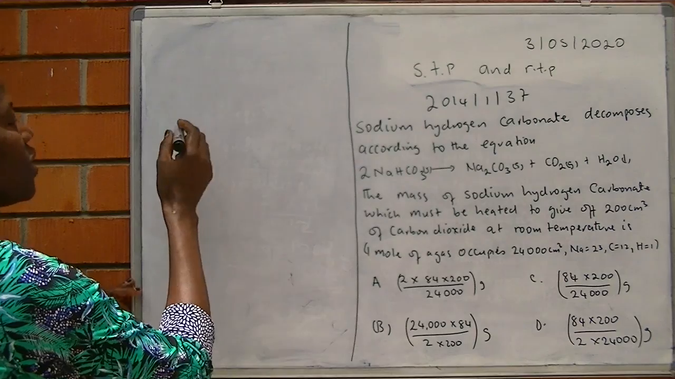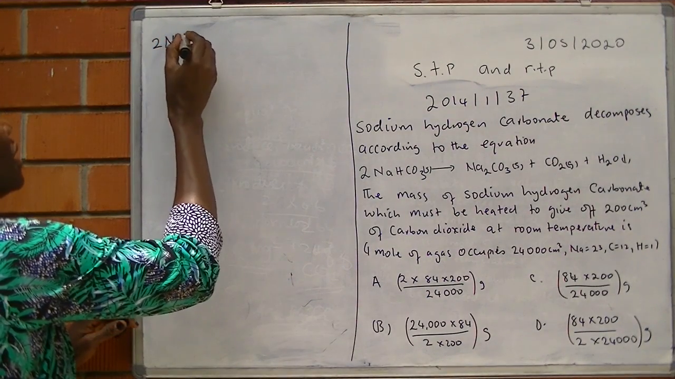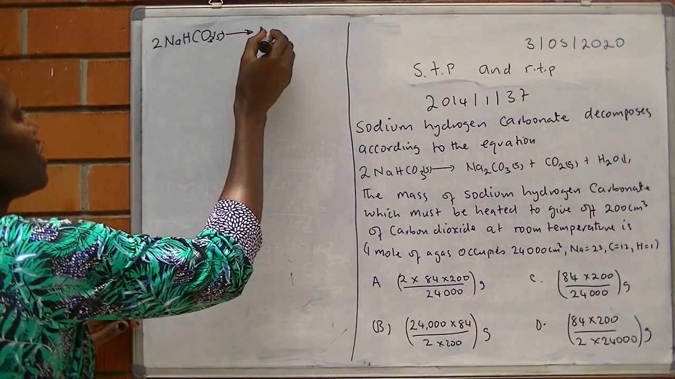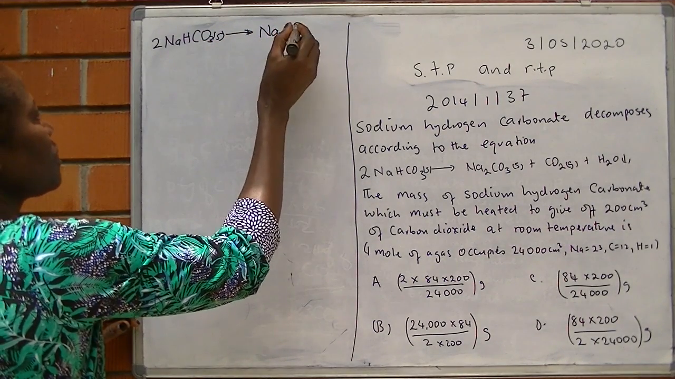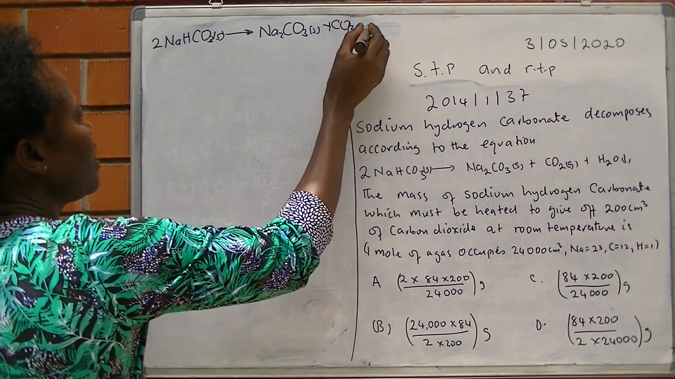So rewrite the equation as usual. Sodium hydrogen carbonate producing sodium carbonate plus carbon dioxide plus water.